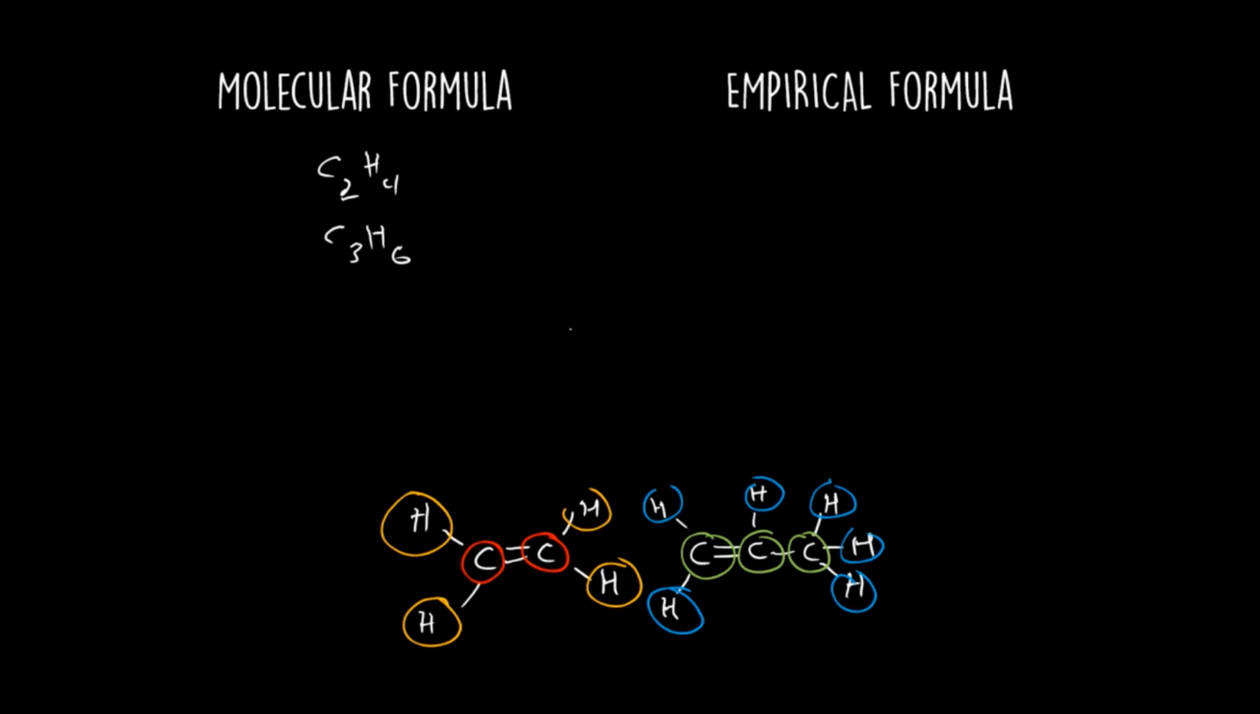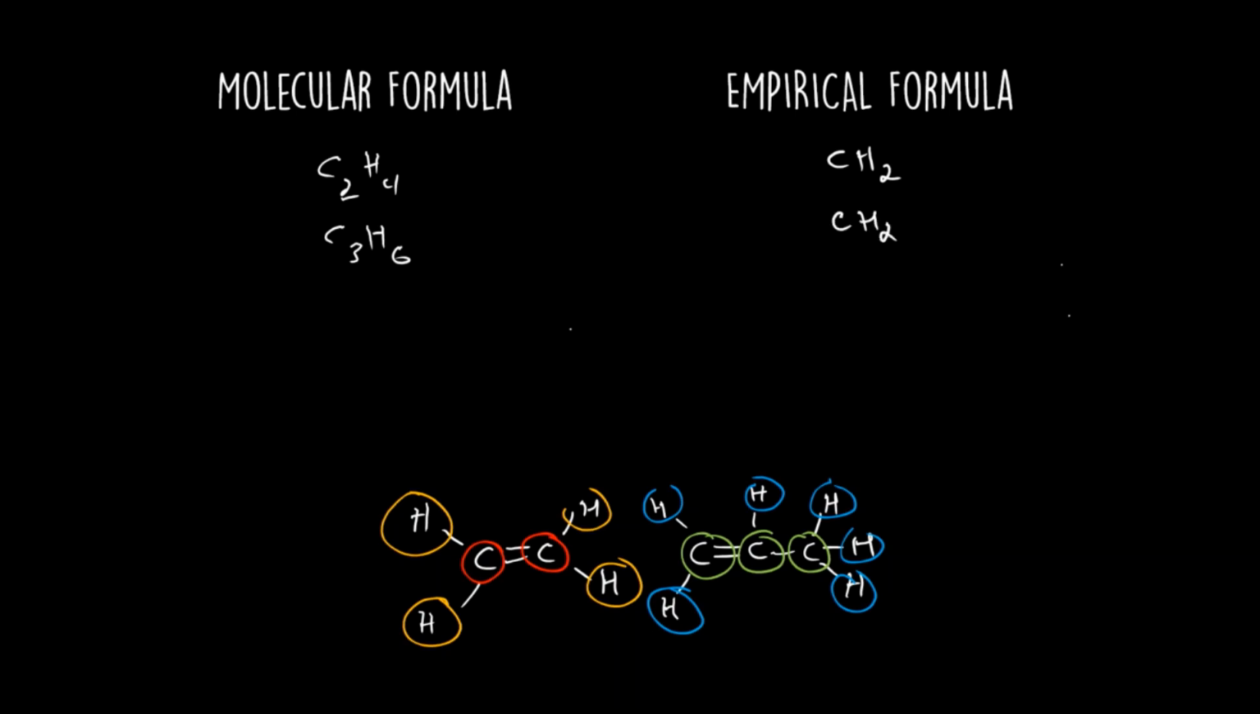Now what would be the empirical formula? I hope by now you don't really need to write down the ratios like I was doing before for the previous examples. I hope you can do it mentally now. The empirical formula is simply CH2. And the empirical formula for the second one is also CH2.